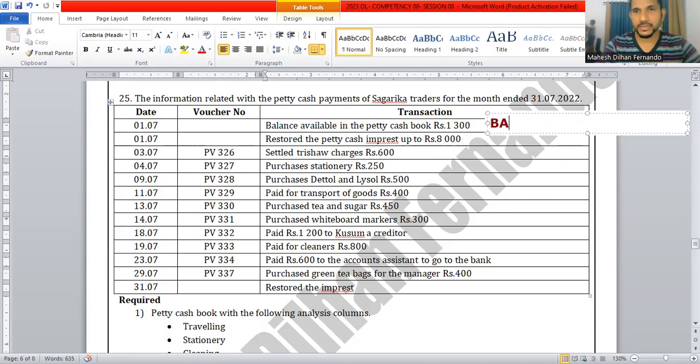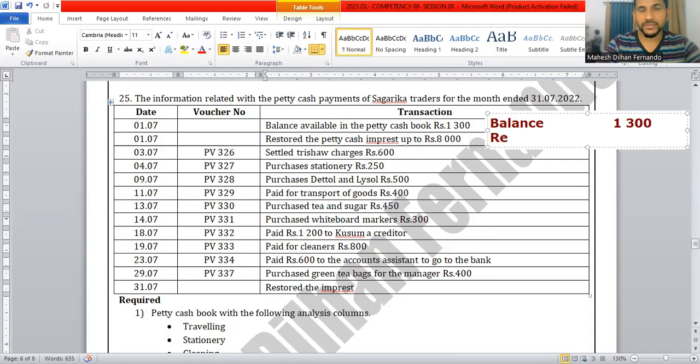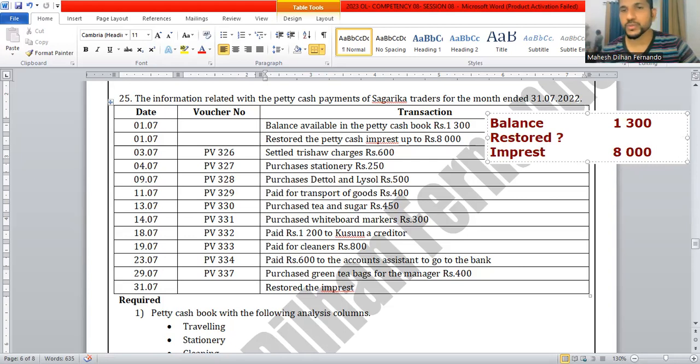Balance is 1,300. Okay. So the restored value is not given. You have to find the restored value. But I have given the imprest. Imprest has to be 8,000. Then what has to be the restored amount? Anyone in the class? How much is the restored amount?